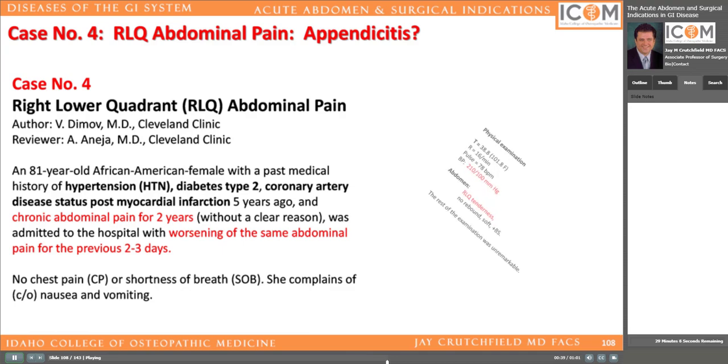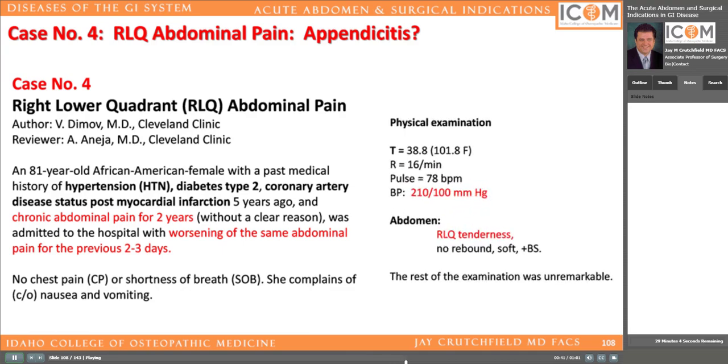Her vital signs show a temperature of 38.8. She is hypertensive with a blood pressure of 210 over 100 millimeters of mercury. And her abdomen shows some right lower quadrant tenderness, no rebound, and it's soft. She has bowel sounds. The rest of the examination was unremarkable.